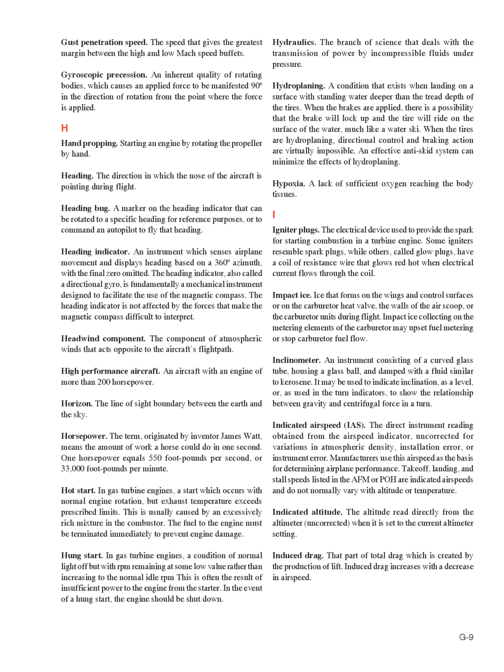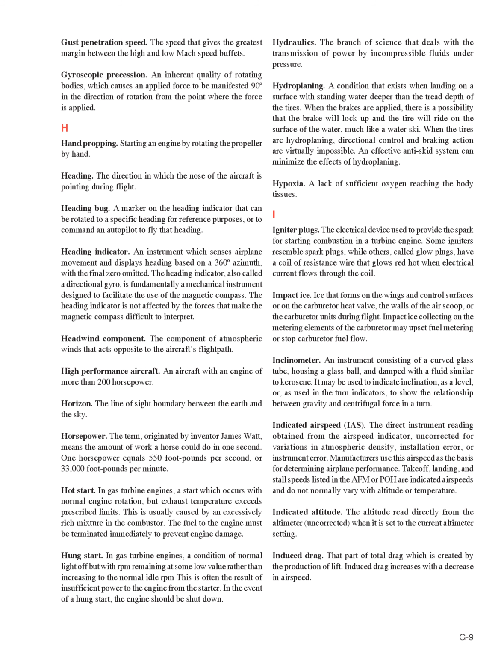Heading bug. A marker on the heading indicator that can be rotated to a specific heading for reference purposes, or to command an autopilot to fly that heading. Heading indicator. An instrument which senses airplane movement and displays heading based on a 360 degrees azimuth, with a final zero omitted. The heading indicator, also called a directional gyro, is fundamentally a mechanical instrument designed to facilitate the use of the magnetic compass. The heading indicator is not affected by the forces that make the magnetic compass difficult to interpret. Headwind component. The component of atmospheric winds that acts opposite to the aircraft's flight path.